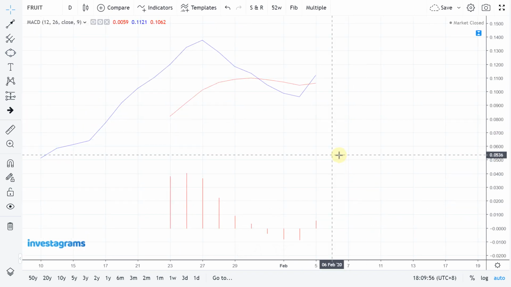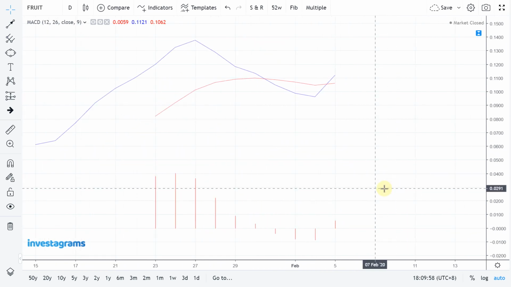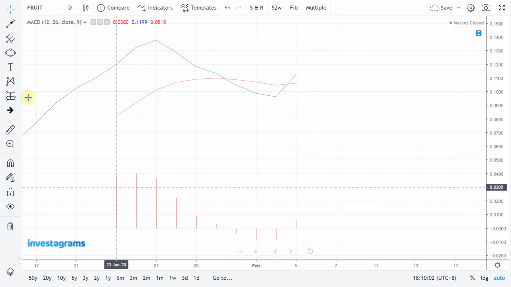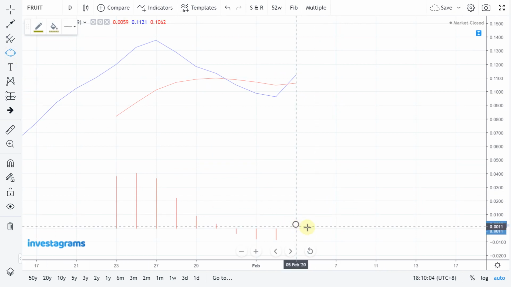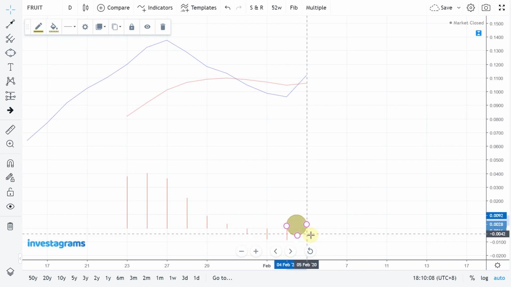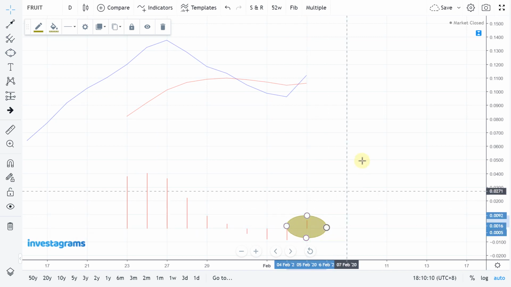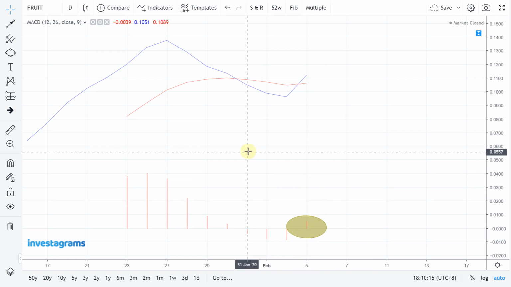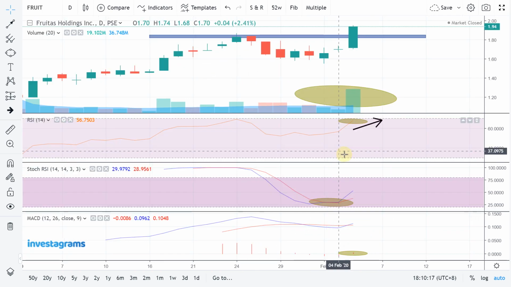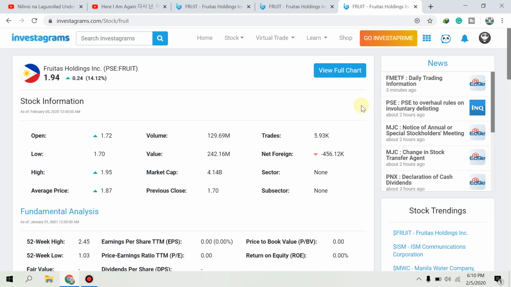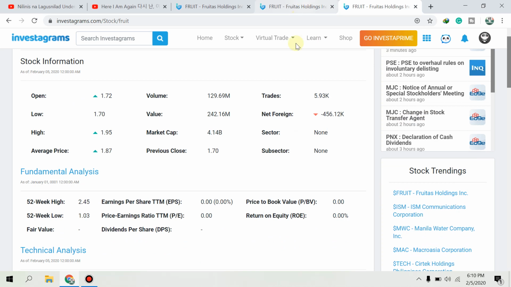Then for MACD, bullish din tayo, guys. Kung papansinin natin yung ating histogram, nag-start na siyang mag-flip. Ayan guys. So ibig sabihin bullish tayo, guys, for daily chart. Then proceed naman tayo sa intraday chart.